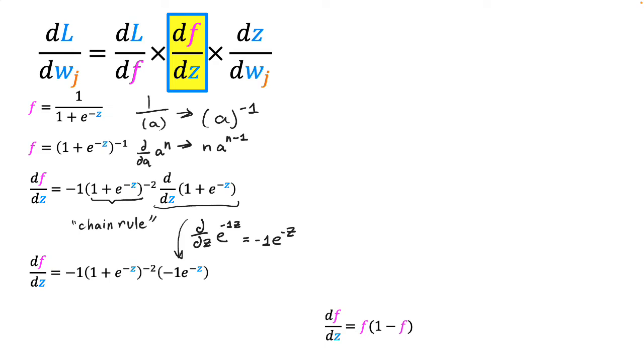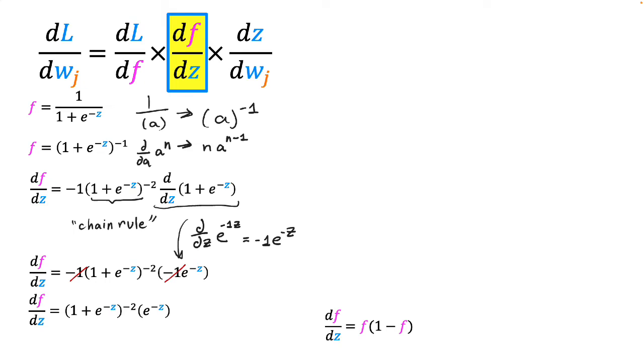Okay, so next, look at these negative 1s. We can cancel them out because minus 1 times minus 1 is just 1. And we get this expression here. The derivative of f with respect to z is 1 plus e to the minus z raised to the power of negative 2 times e to the minus z.